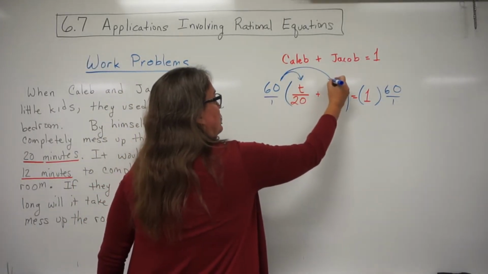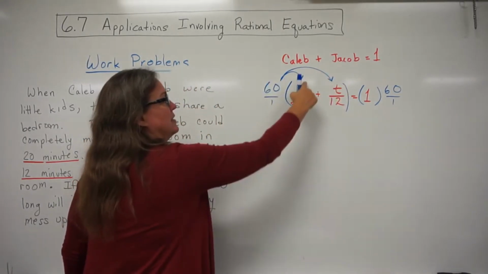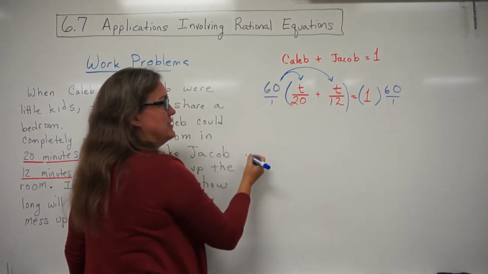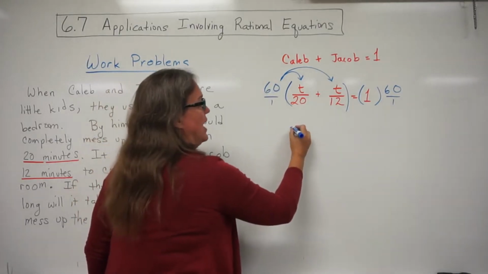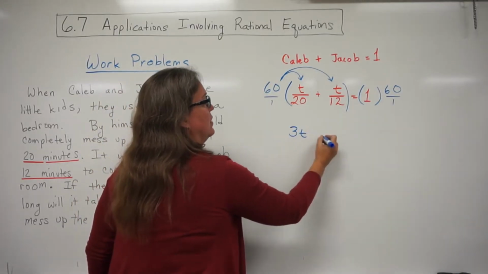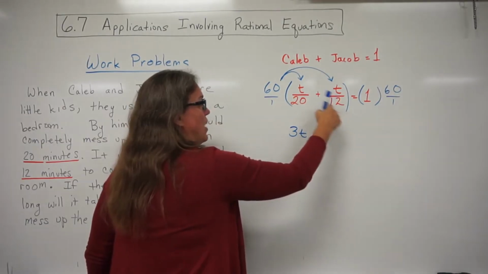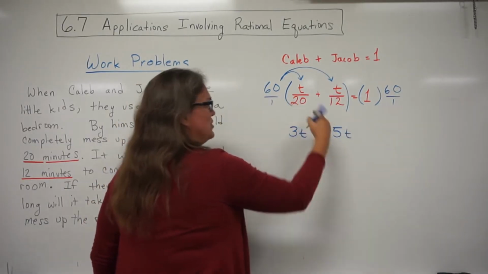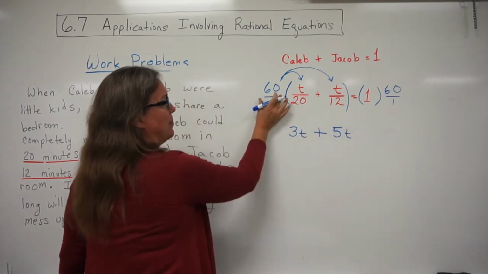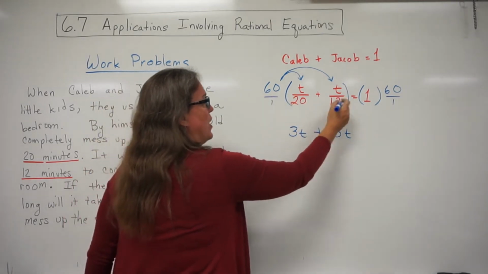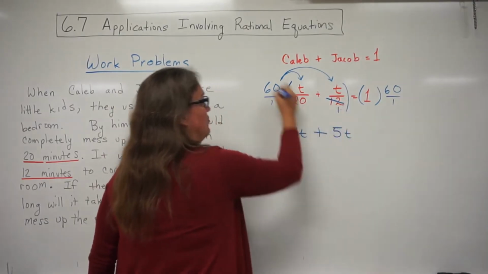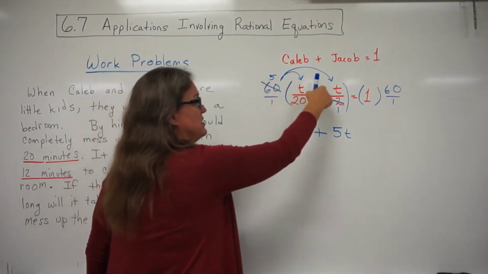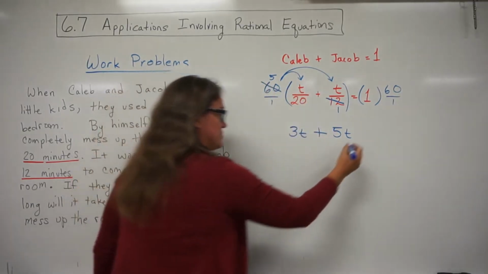When you distribute through, 60 times t over 20. Well, your 20 goes into 60 3 times, so we have 3t. Plus, well, 12 goes into 60 5 times, right? I don't usually show my canceling, but this is what really happened. I multiplied 60 by t over 12. 12 goes into itself once, and into 60 5 times. 5 times t is 5t.